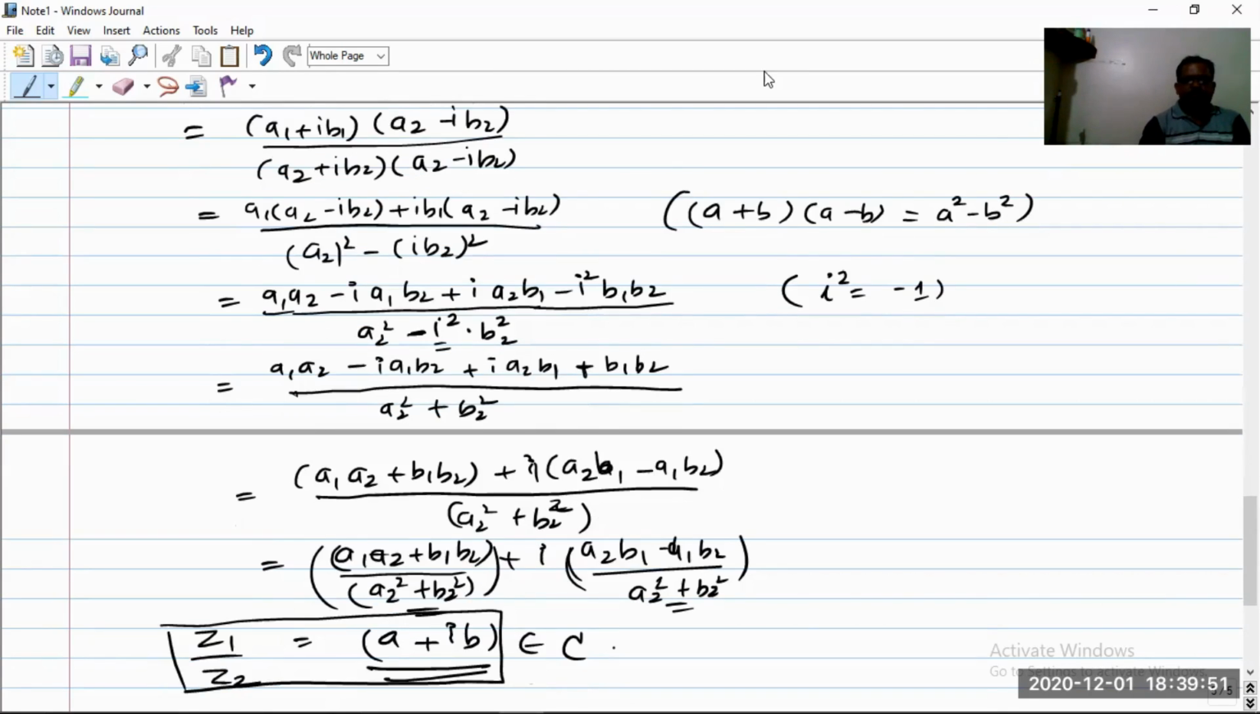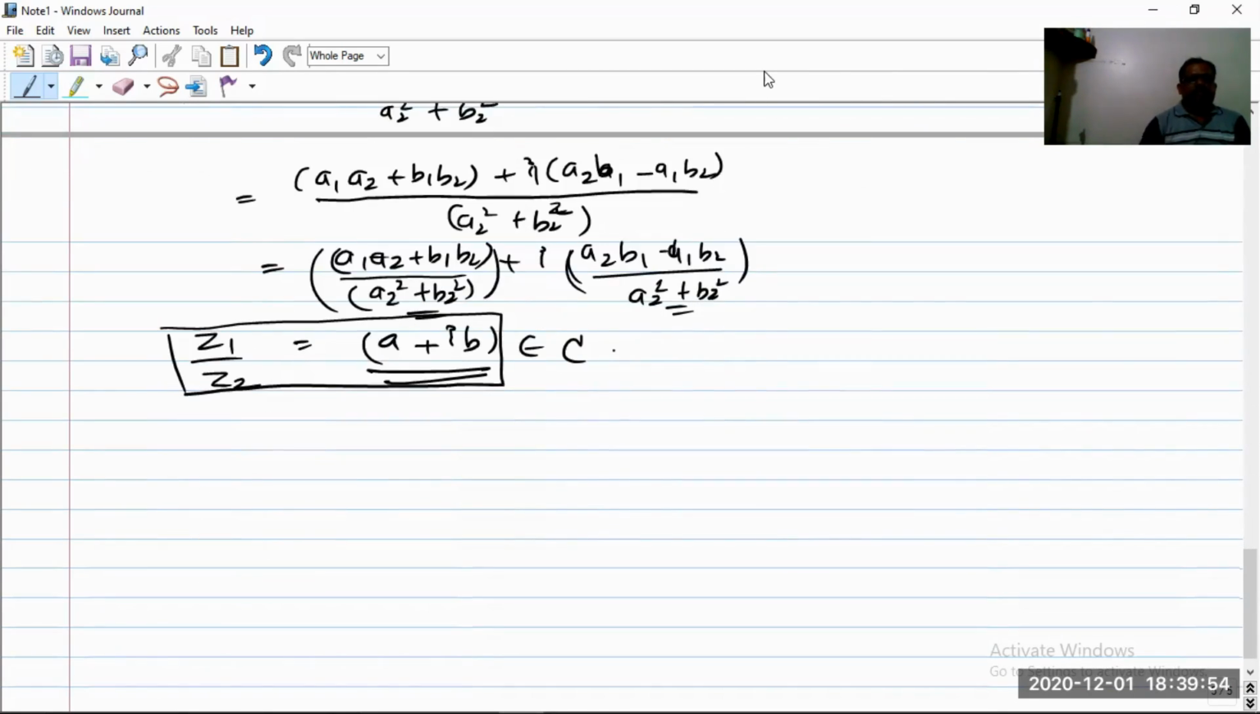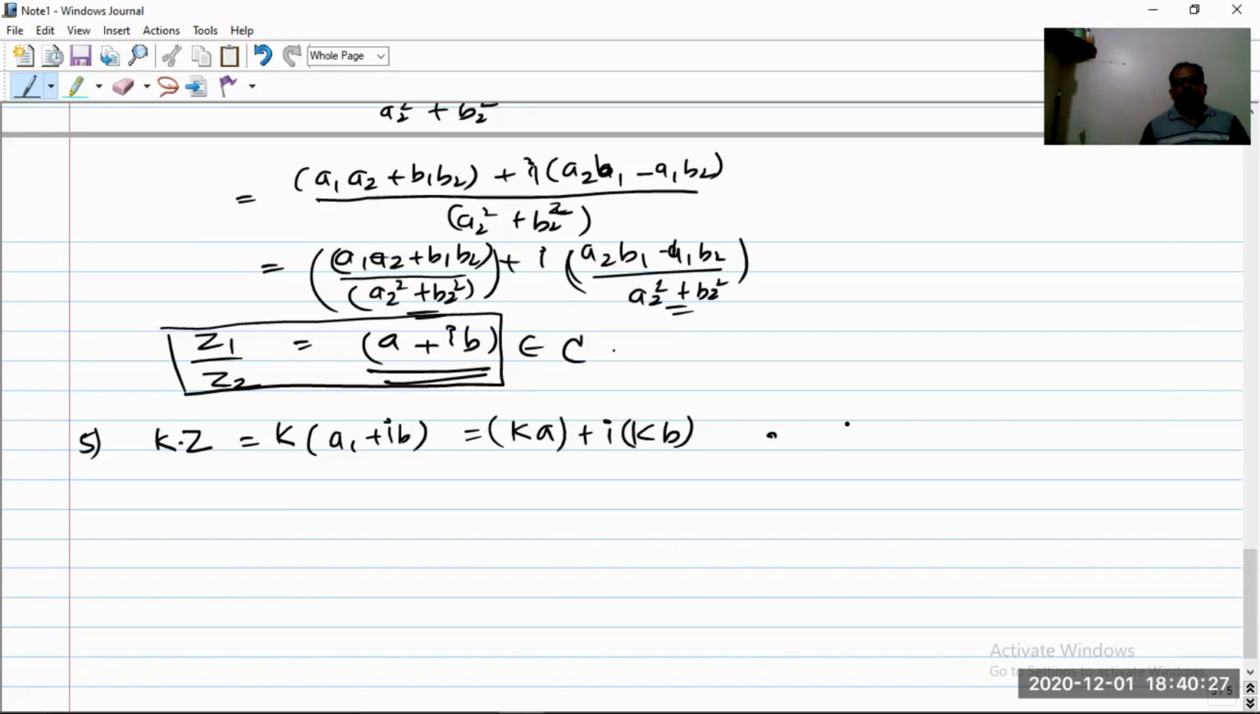One more algebra is there, that is called scalar multiplication. Will it be again a complex number? Yes, it should be. As we know, z is a complex number, a plus ib. If I denote k as a scalar, so z is a complex number and k is a scalar, I can rewrite it as k times z is k times a plus ib, so it will be equal to ka plus i times kb. So k, a and b here all are real numbers only.